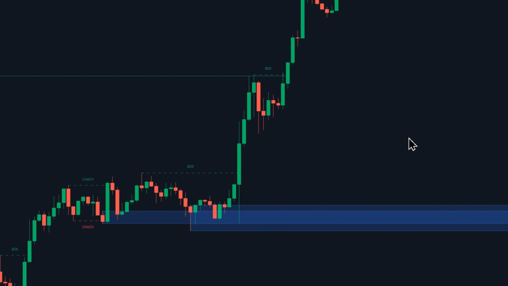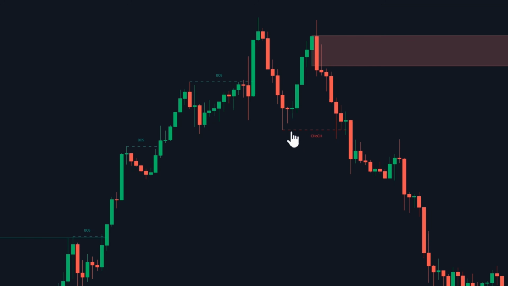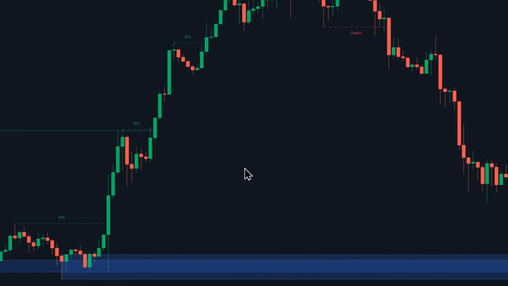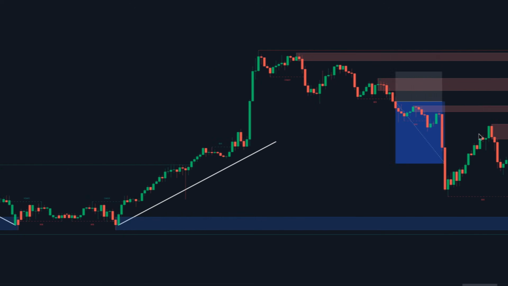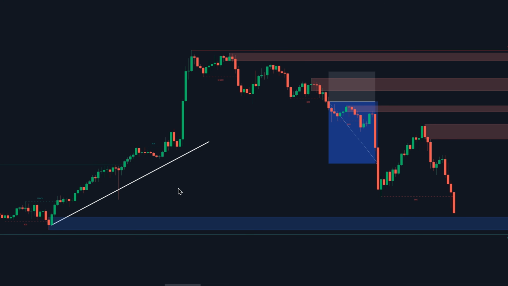For market structure labels, we have bullish change of character labels and bearish change of character labels. There is also bullish break of structure labels and bearish break of structure labels. To trade with this indicator, you want to identify a bullish trend, and then at the end of the trend, you want a change of character to happen, followed by a break of structure.